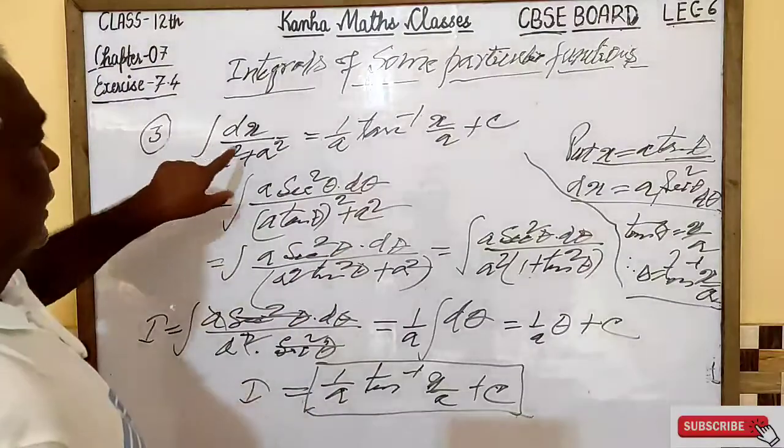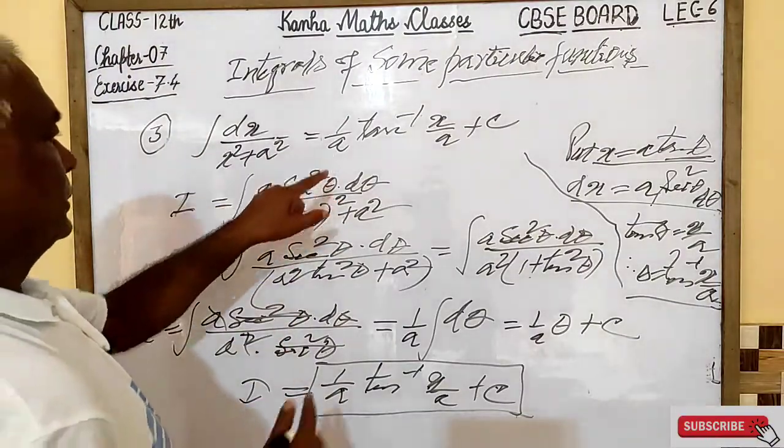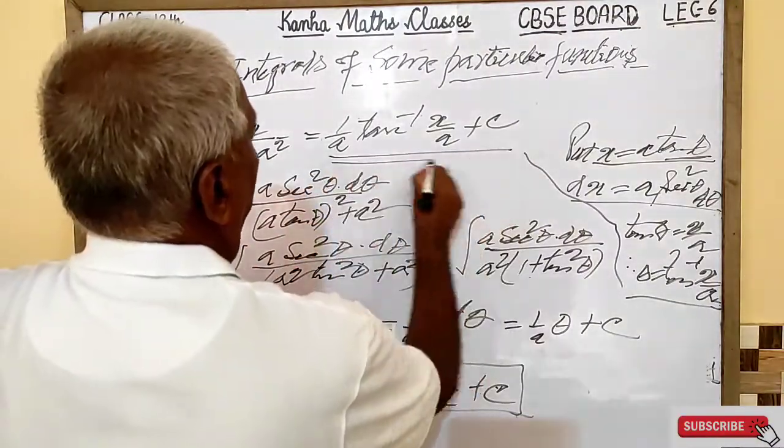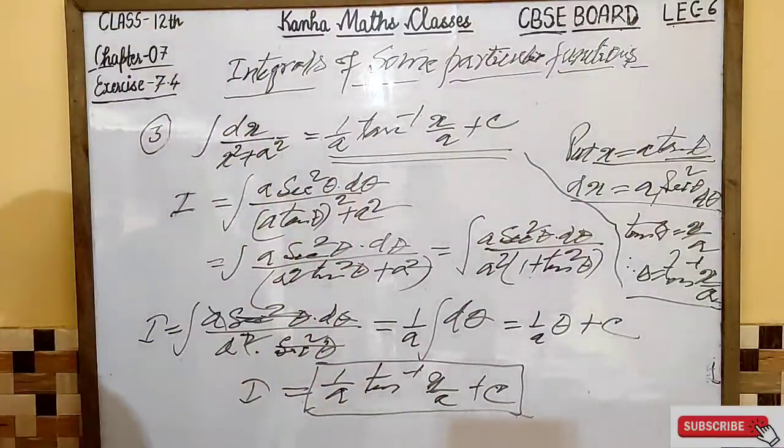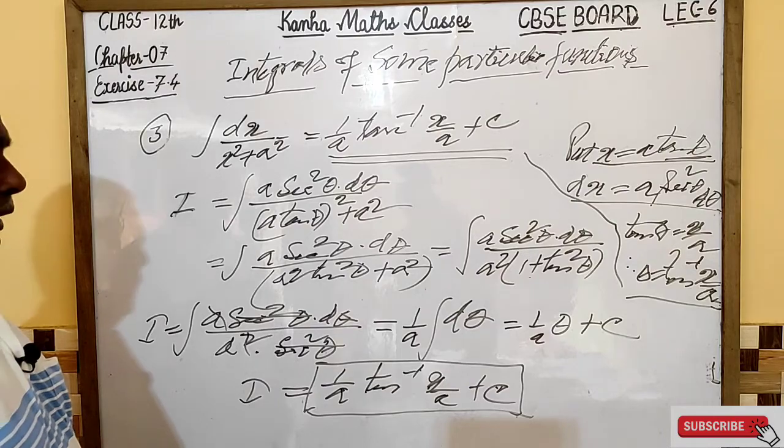This is the proof of this integral. Dx upon x square plus a square is equal to 1 by a tan inverse x by a plus c.